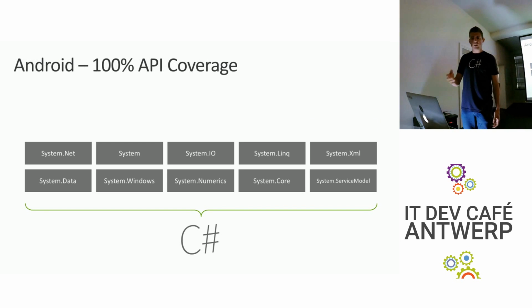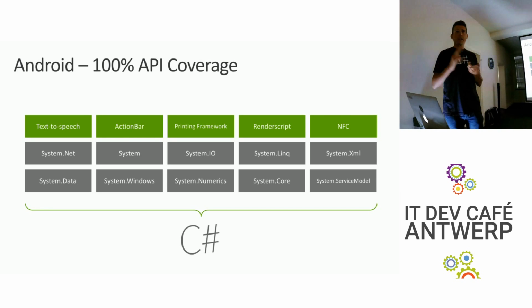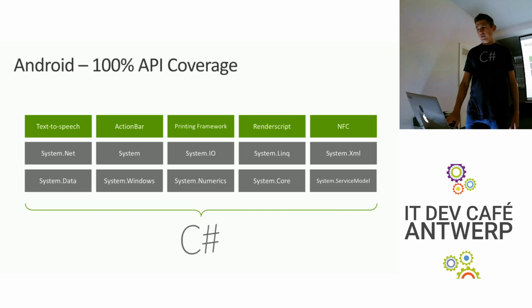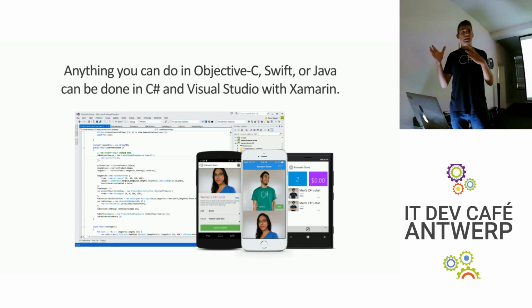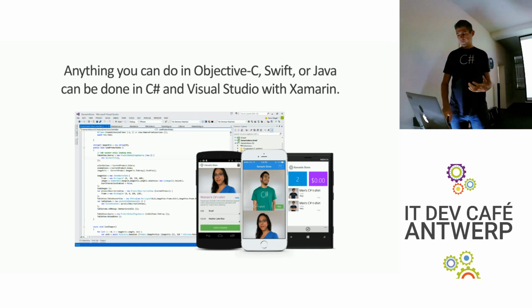It's the same thing for Android. So all the .NET runtime, and then on top you have the action bar, activities, all the things that you expect from the Android API. So basically anything that you can do in Xcode programming iOS or Android Studio programming for Android, you can do using the C# APIs in Xamarin.